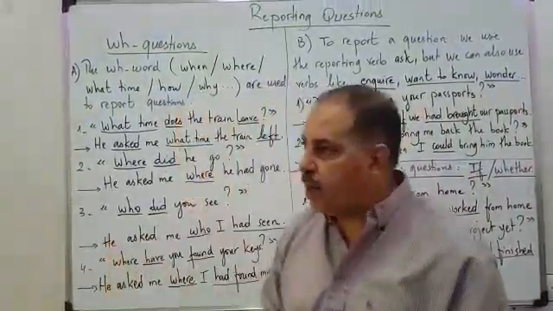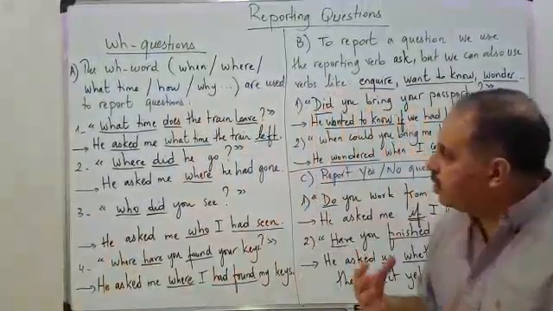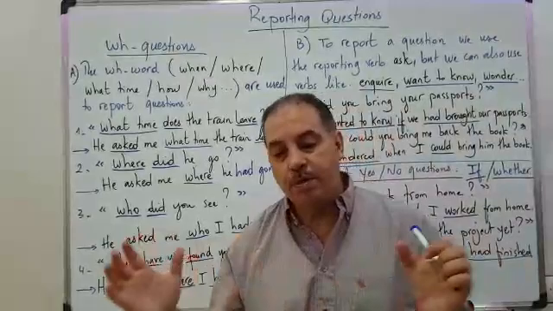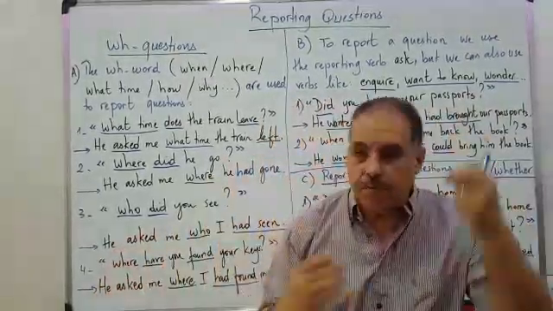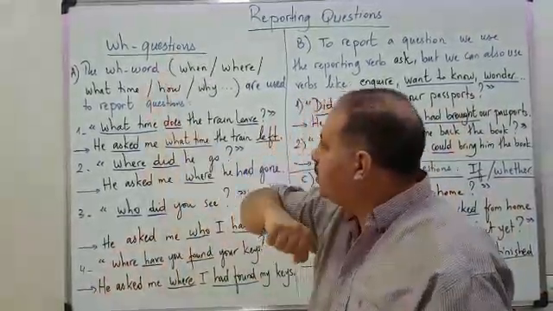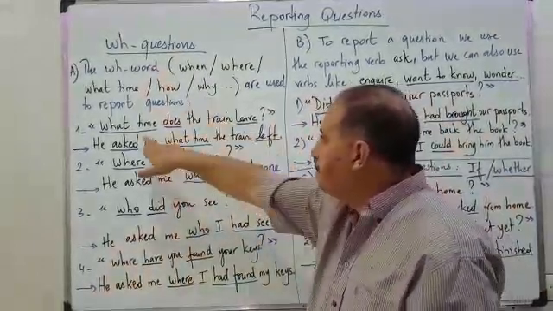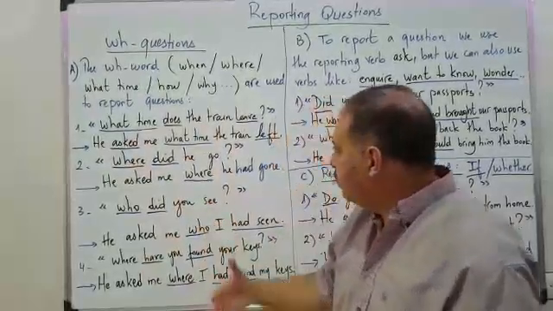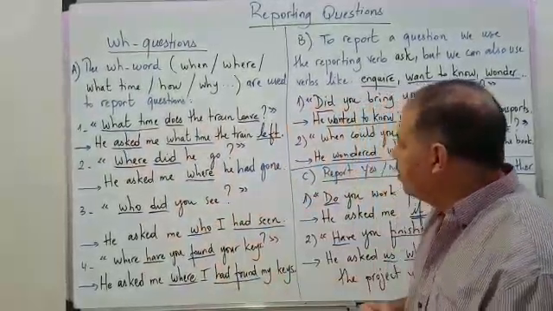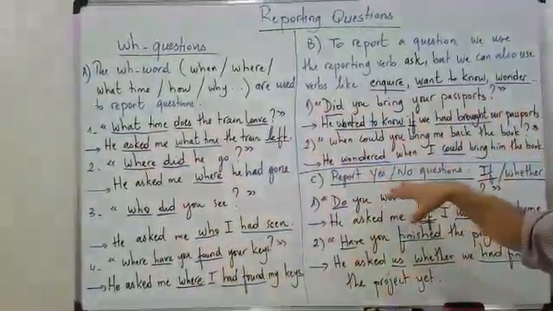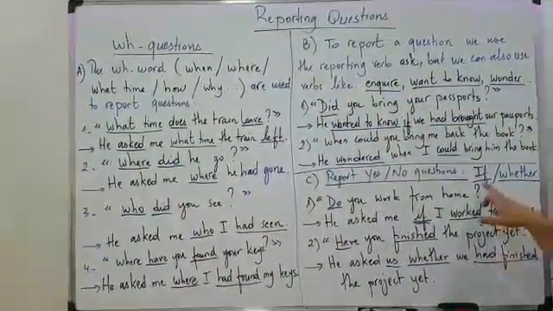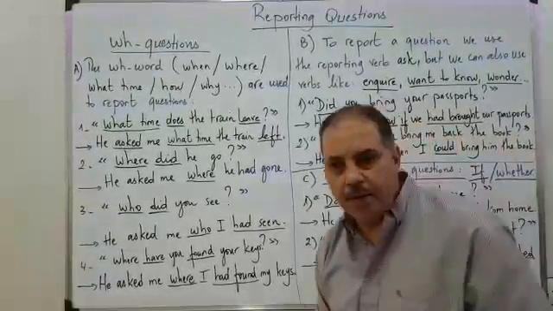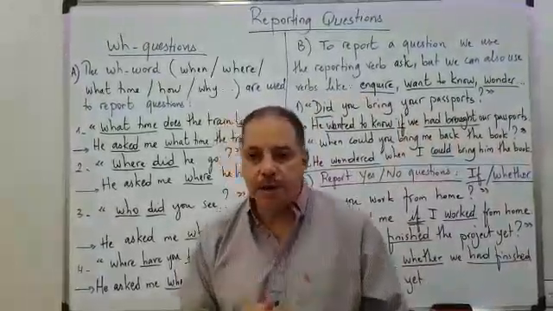So these are some examples of questions and how we should report them. The main thing to remember is that when reporting WH questions, we have to keep the WH word, and then pay attention to the tenses. And concerning yes/no questions, we have to use if or whether. But if is more common; we use it more than whether.